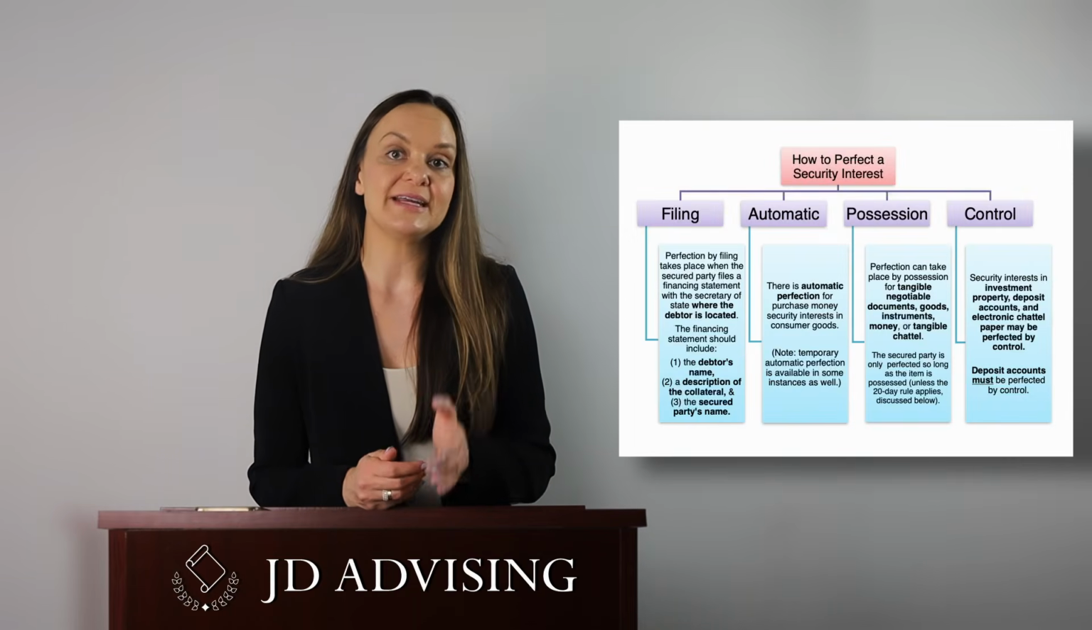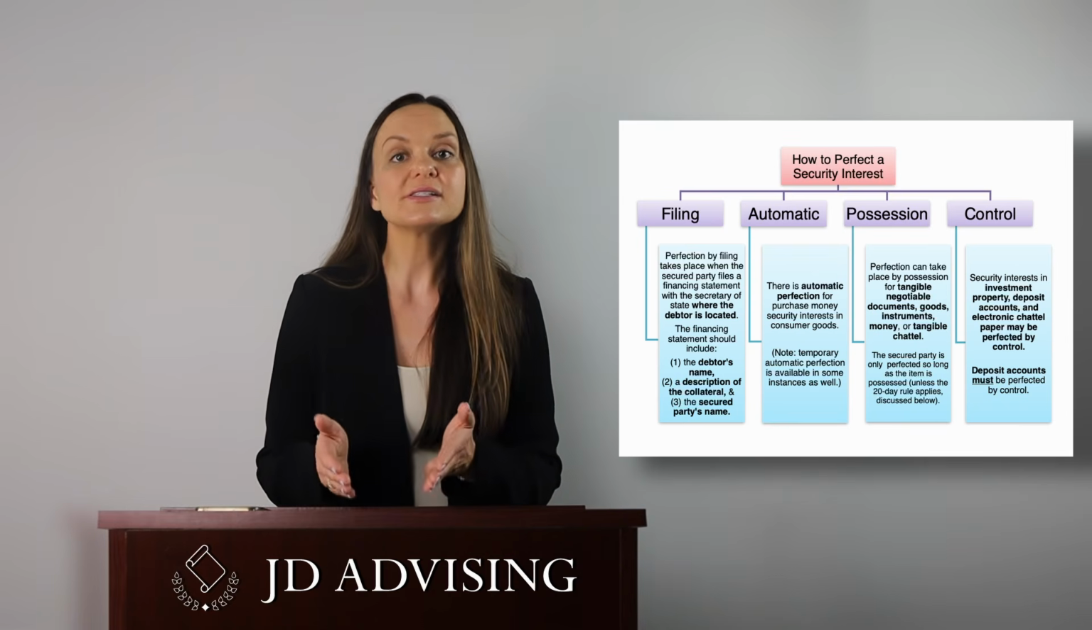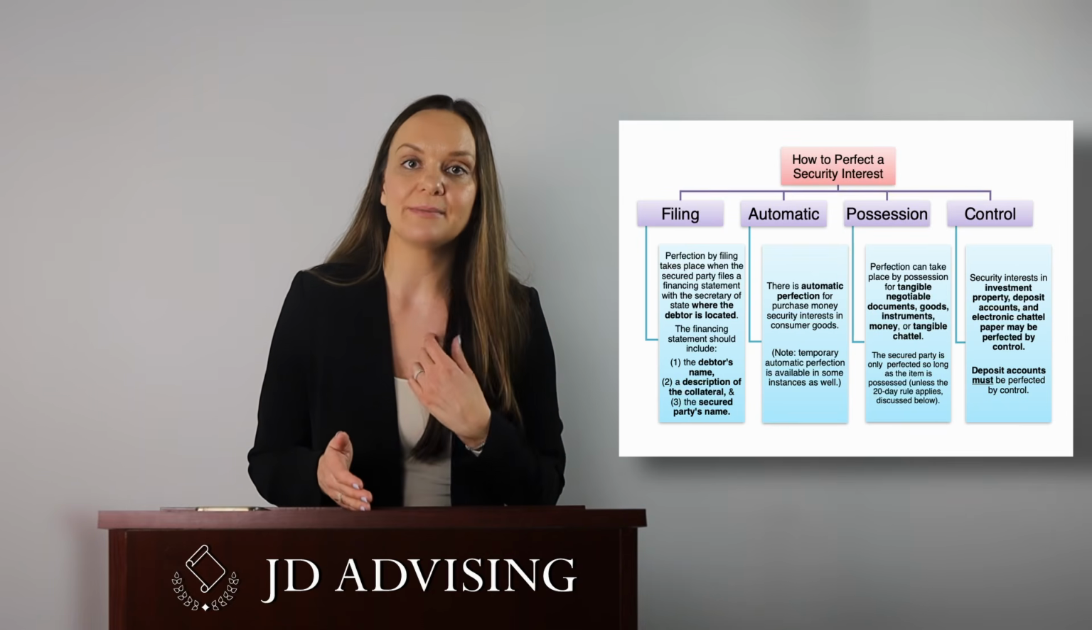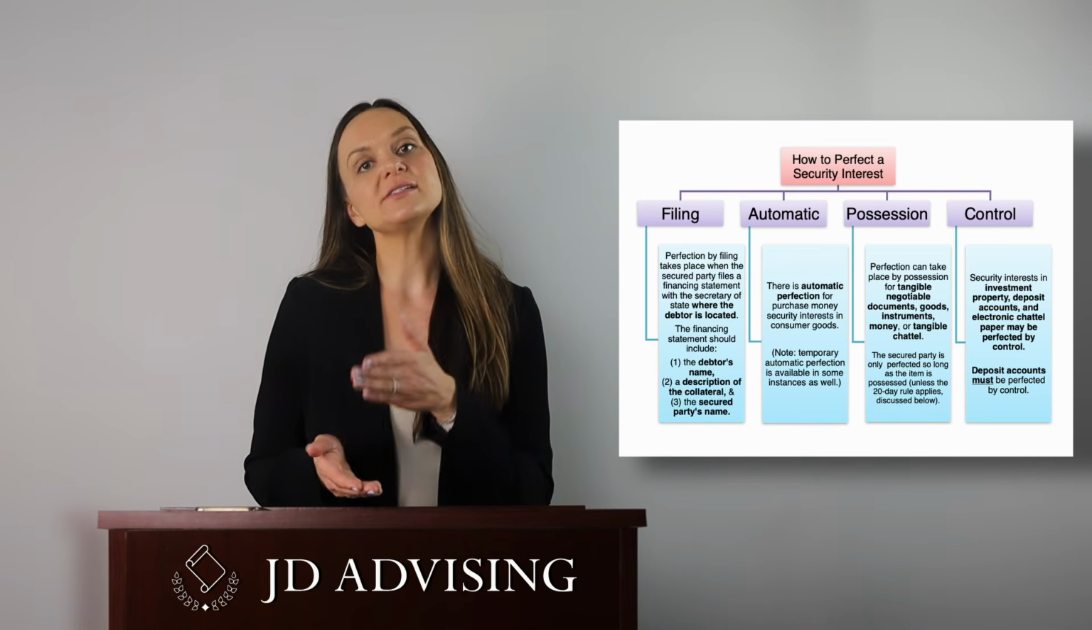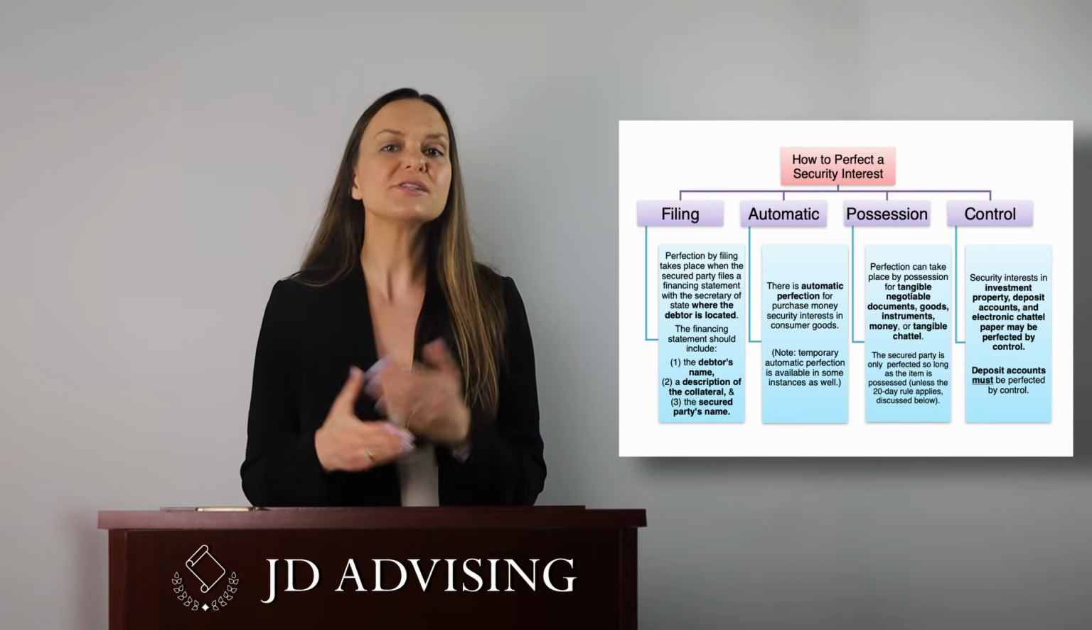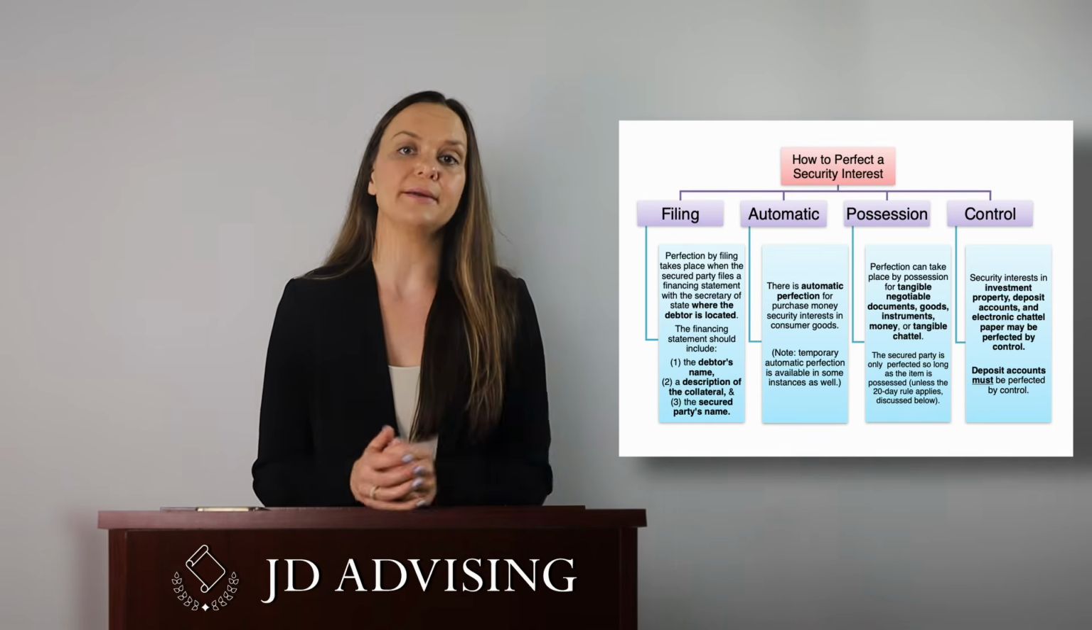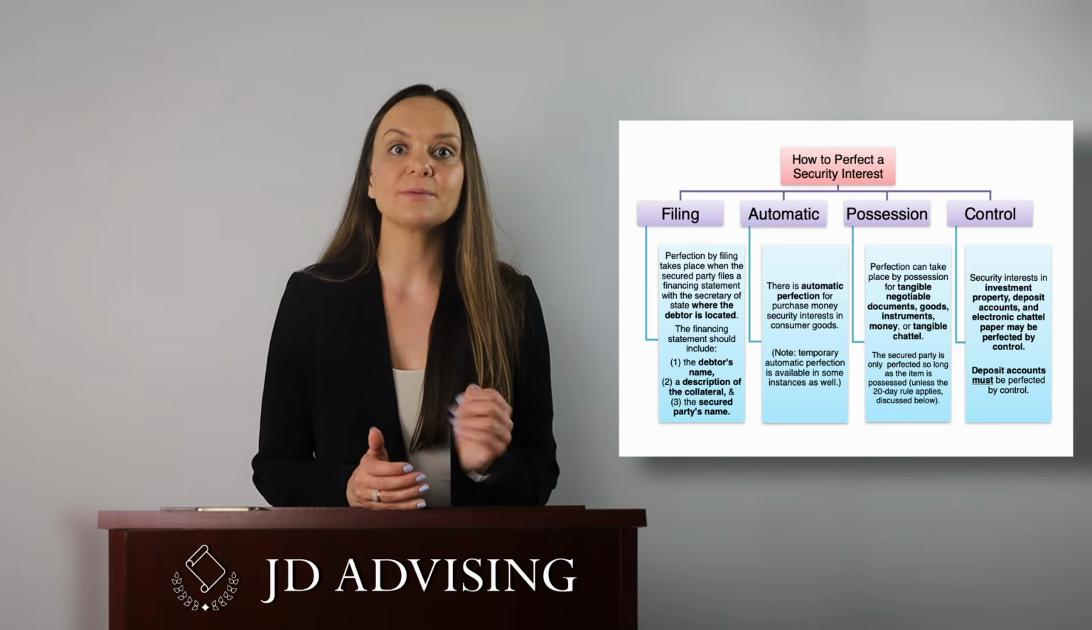However, it is very smart to perfect your security interest because it essentially saves your spot in line in the event that the debtor defaults. So there are 4 ways to perfect an interest. And the first is the filing of a financing statement. This document identifies the parties and the piece of collateral in question, and it's usually filed where your debtor is located.